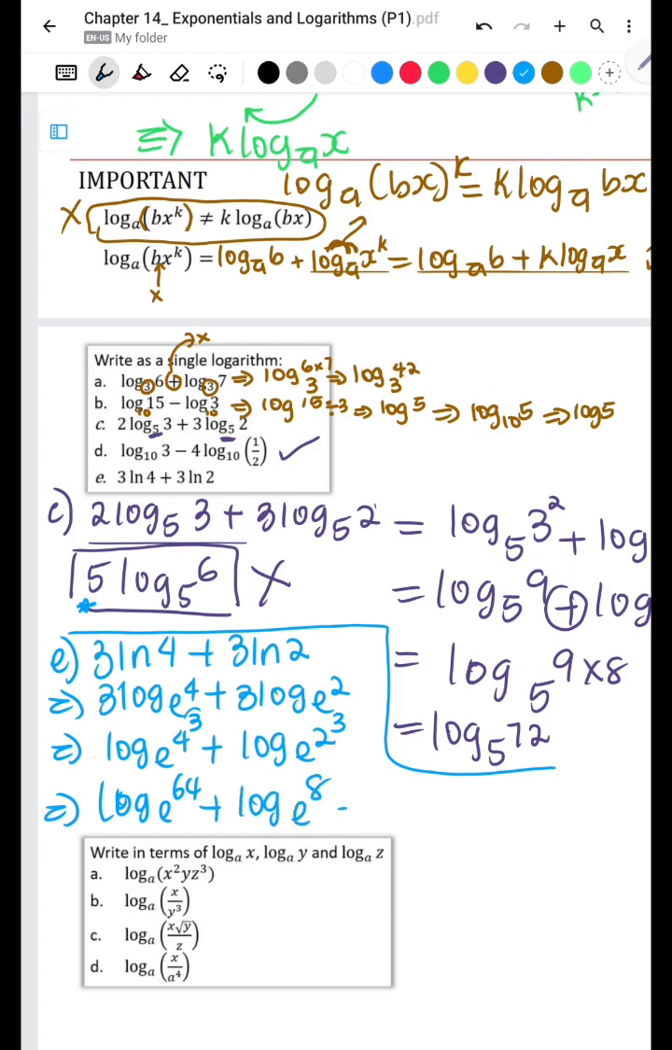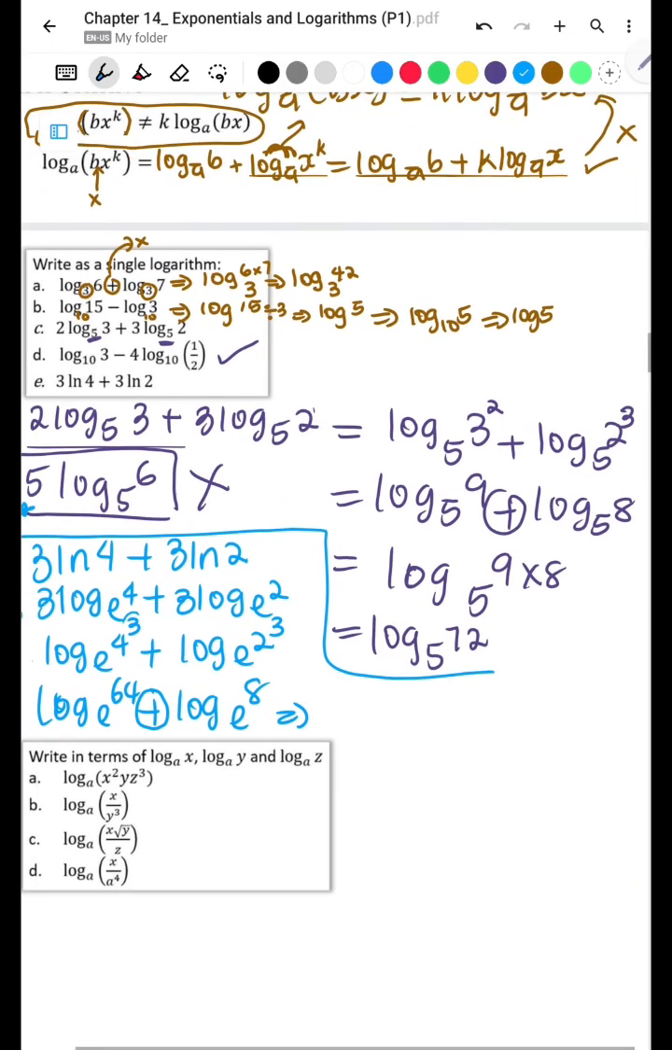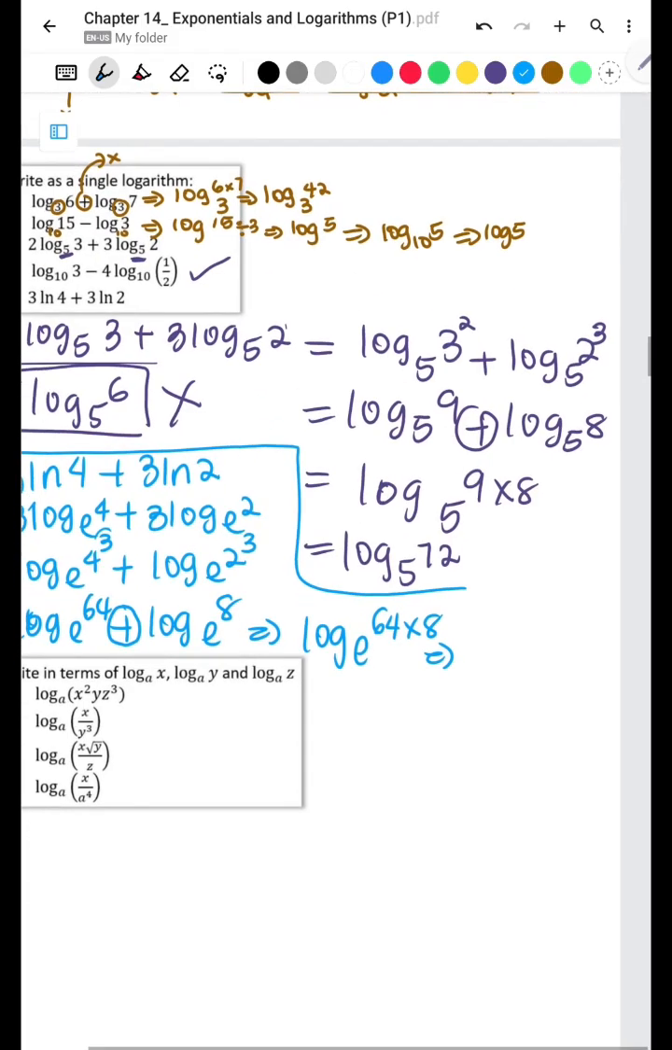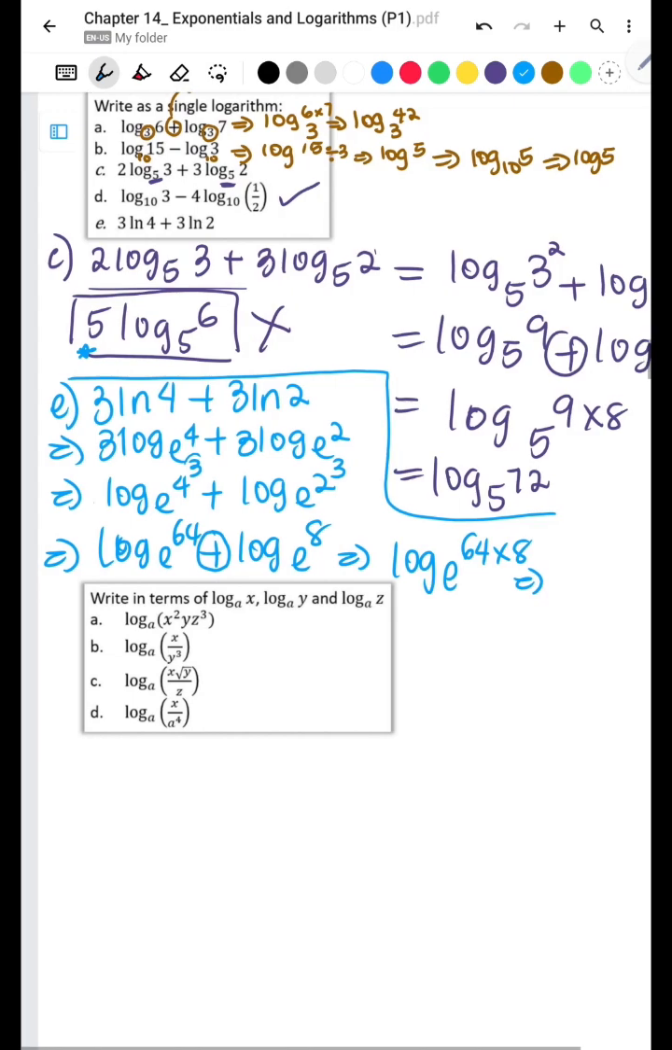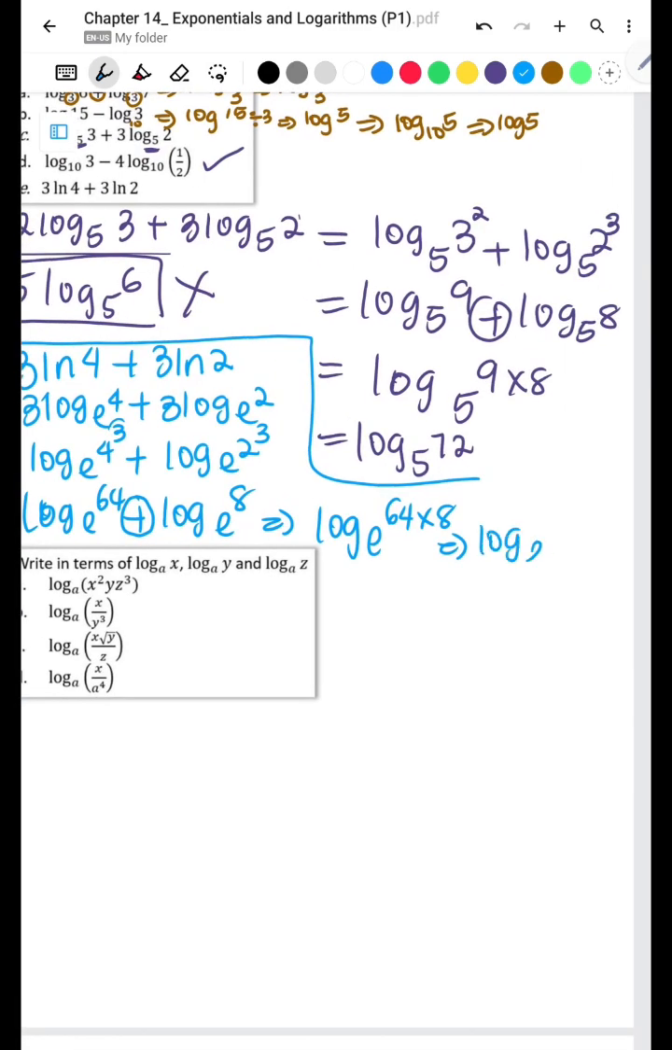2 cubed is 8. Because I have addition here, I know I am dealing with something that looks like multiplication. So that's log base e of 64 times 8, which equals 64 times 8, 512. So log base e of 512. Log base e, we know, is natural log of 512.